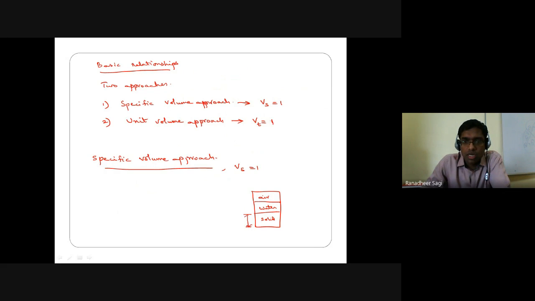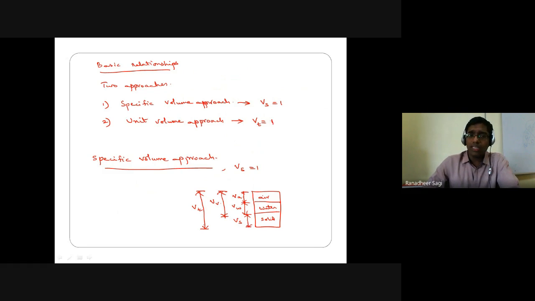This is what we are indicating as volume of solids. This is what we are indicating as volume of water, and this volume is indicated as volume of air. So volume of air plus volume of water, both put together, is what we call volume of voids. Volume of voids plus volume of solids, put together, is what we call the total volume of your soil.